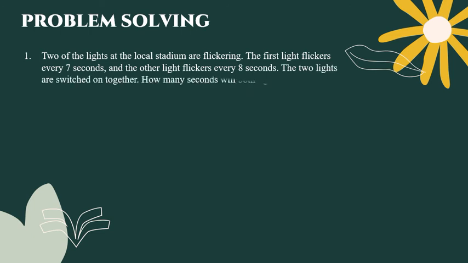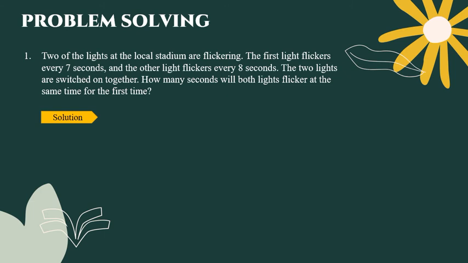Okay, next we want to look at problem solving. Two of the lights at the local stadium are flickering. The first light flickers every 7 seconds and the other light flickers every 8 seconds. The two lights are switched on together. How many seconds will both lights flicker at the same time for the first time? So if you look at this question, we want to find that both lights flicker at the same time for the first time. For the first time means the minimum, the smallest. So we have to find LCM.